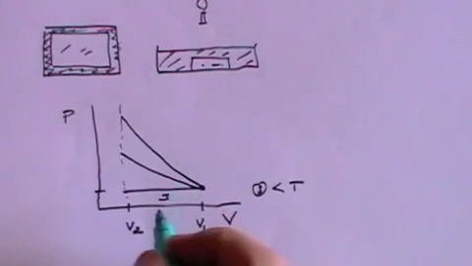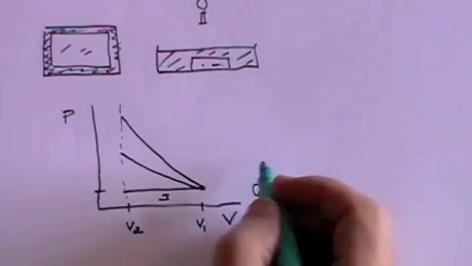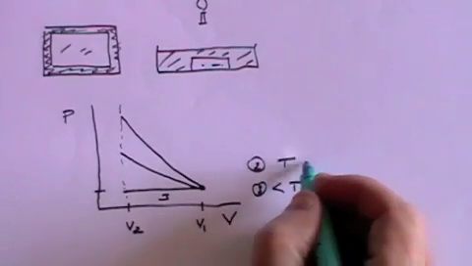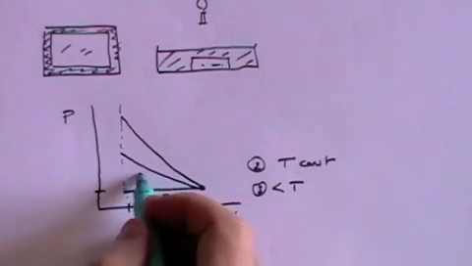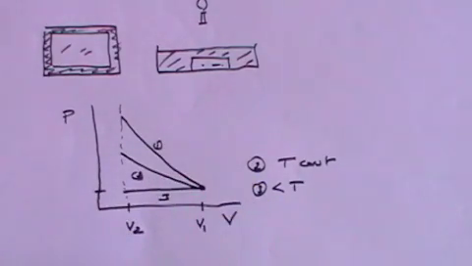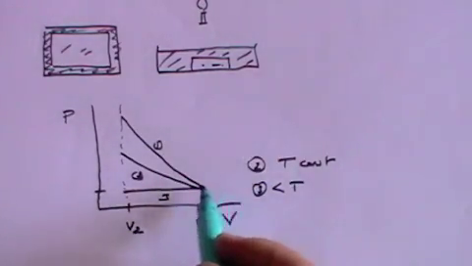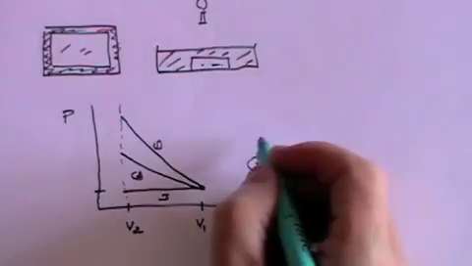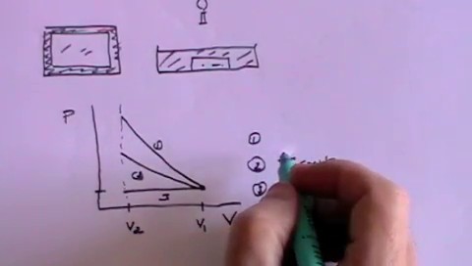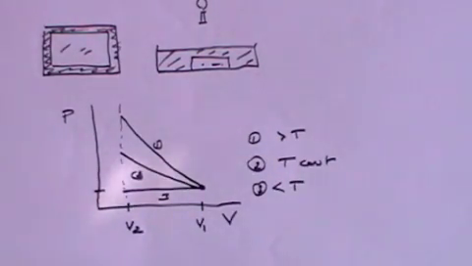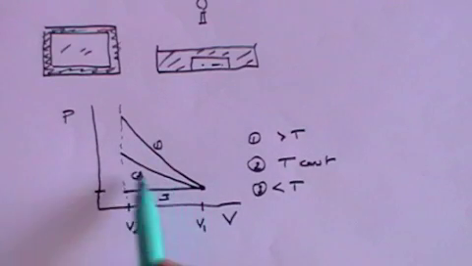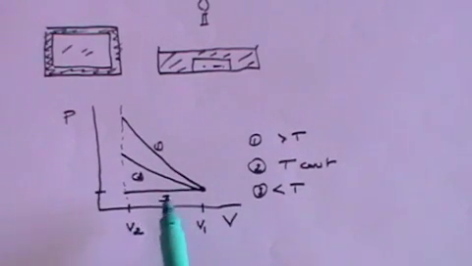For path 2, isothermal, that's a constant temperature. T is constant. Path 1 is the adiabatic change, and in that case the temperature is going to go up. So essentially you achieve these 3 different paths depending on what happens to the temperature.